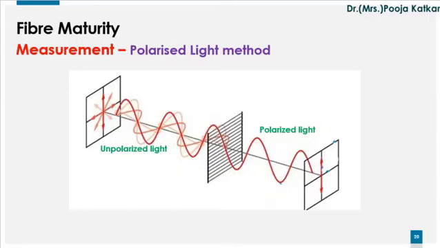The second method used to assess maturity of cotton fiber is the polarized light method. As has been shown in this diagram, if you just look at unpolarized light, here in this case the electric field oscillates in all directions, right? Now when optical light, unpolarized light, passes through a polarizer, it gets filtered and it starts vibrating only in one direction, and such light is called polarized light.